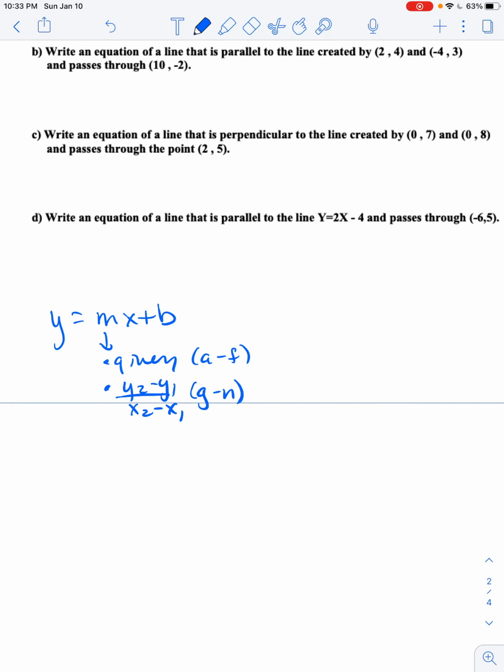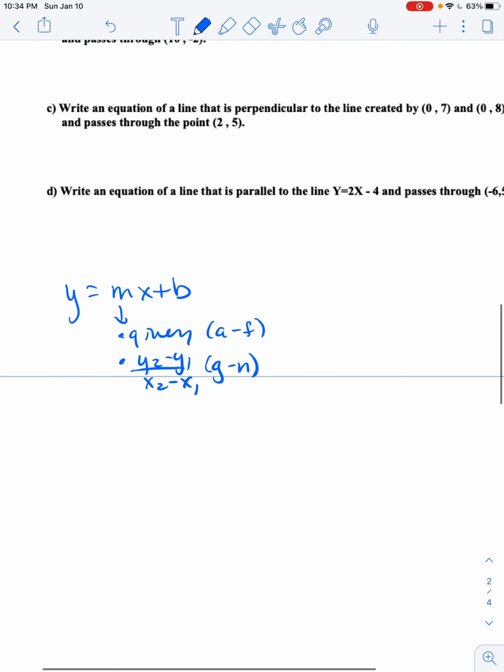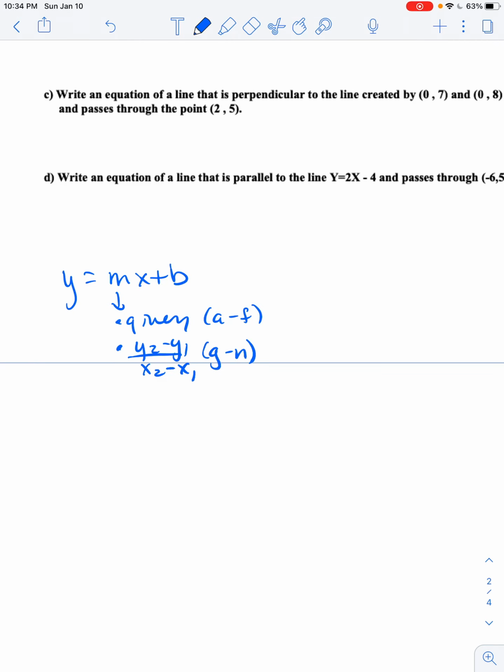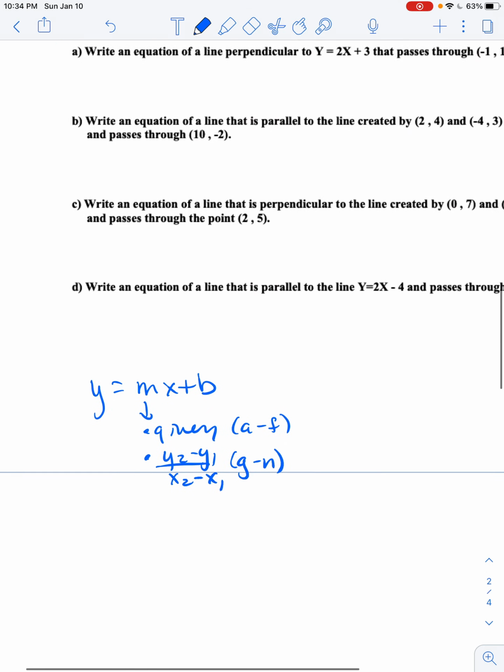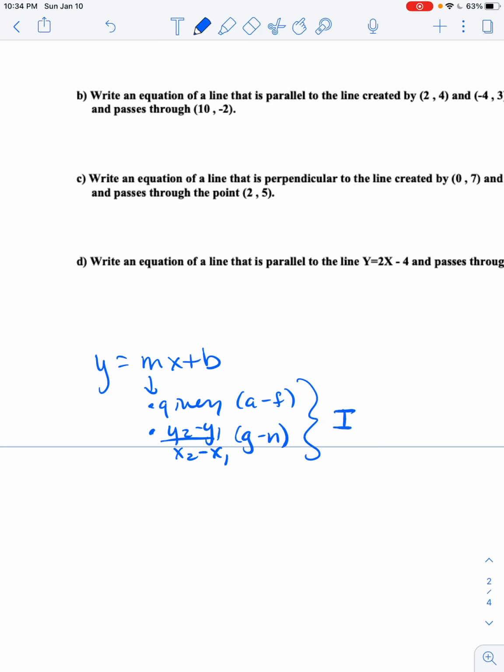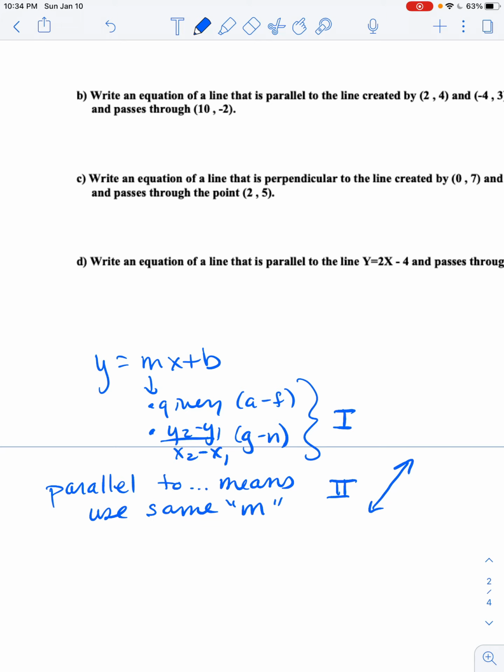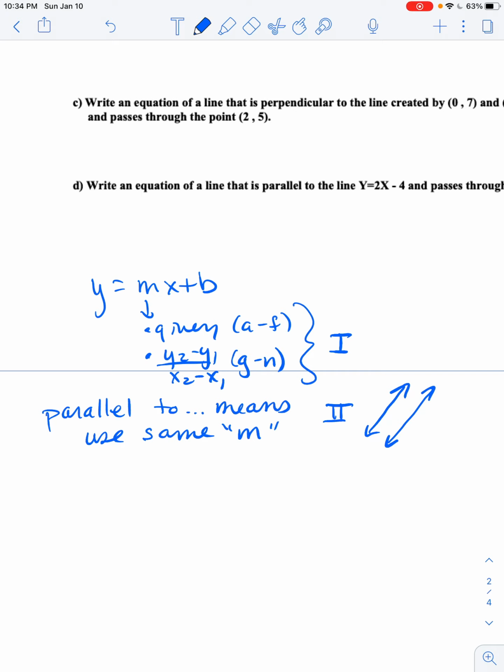Now today we're going to be looking at this next section, Roman numeral 2. And in Roman numeral 2, so these two came from Roman numeral 1. In Roman numeral 2, we're going to be given the slope because they're going to say, hey, it's parallel to something else. And that means to use the same slope. Because when two lines have the same slope, if one's going up at a certain steepness and the other's going up at the same steepness, they'll never meet and they'll be parallel. So watch for that. Are they saying it's parallel to?